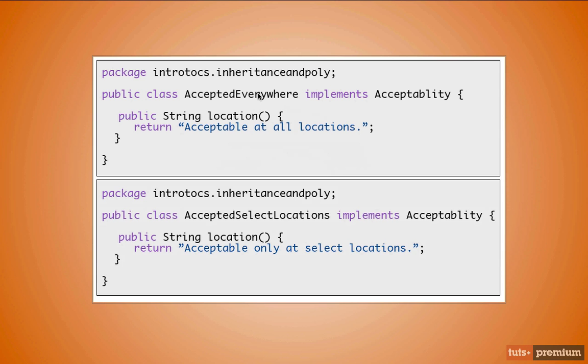You can see that we've redefined the location method here. We're using the exact same return type of string. It has the same name, it has no parameters, and we've given it an implementation. So this accepted everywhere class, which implements our acceptability interface, can be used within our credit card and debit card subclasses to define a behavior of getting the classes accepted at location. They can both use this accepted everywhere class's location method without having to duplicate this same method across multiple subclasses.